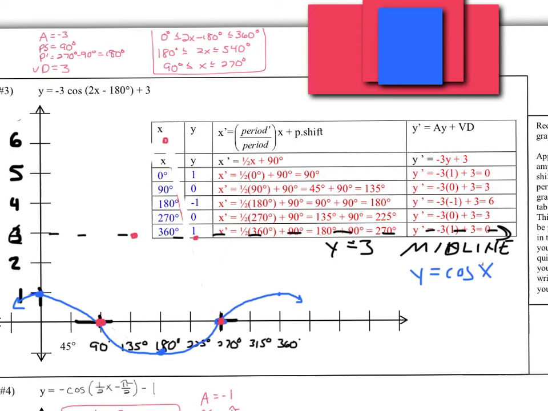Now, if it looks like these points are upside down compared to the parent, you're correct, because A in this problem was a negative, so it flipped it over. So these points up here are going to be concave down, and then these points at the bottom are the minimums of parabolic shapes that are concave up, like so. So that red part is this graph here.